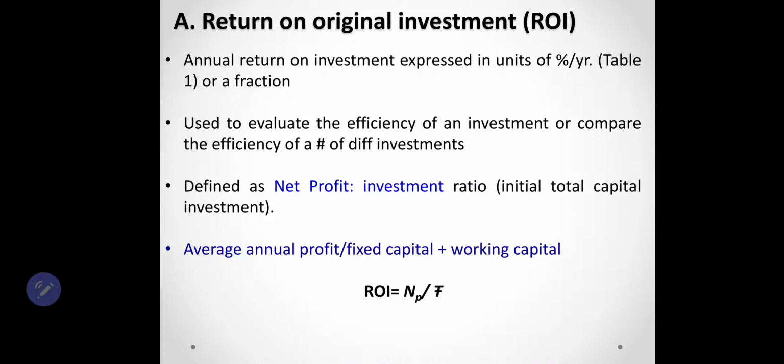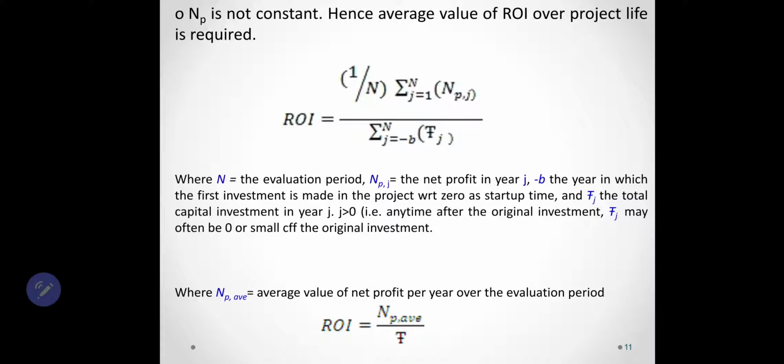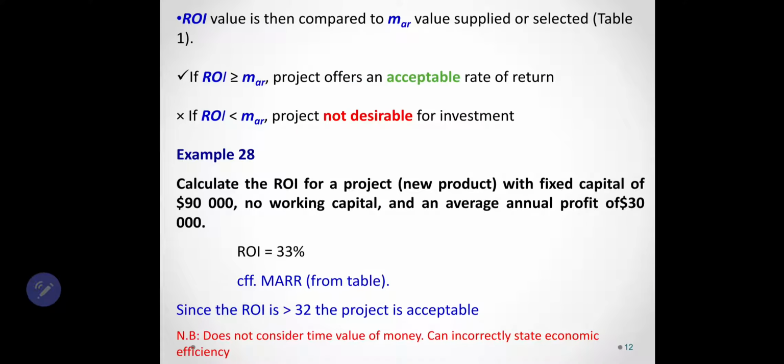The very first one, which doesn't depend on the time value of money, is very simple. It's called return on investment. In order to calculate this, all you need to do is calculate the net profit. Remember, you need to have made sure that you've accounted for other outputs, your taxes, etc. After calculating your net profit, you know what your once-off investment value is. So it's a ratio of the net profit and the investment. It's a very simple calculation. Let's look at an example to make sense of that. Example 28: calculate the return on investment for a project.